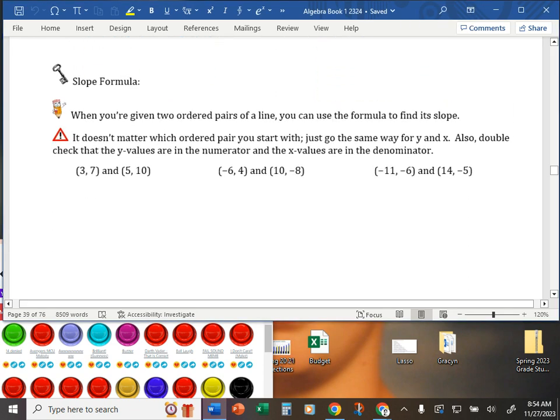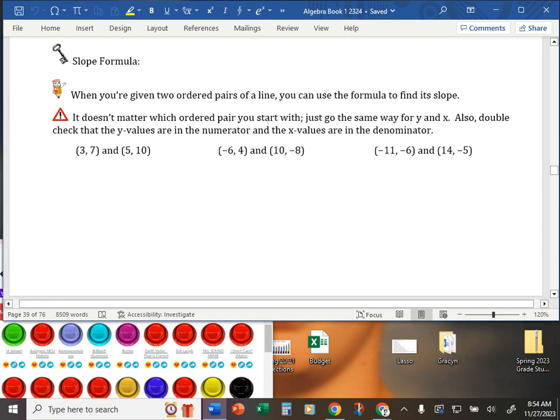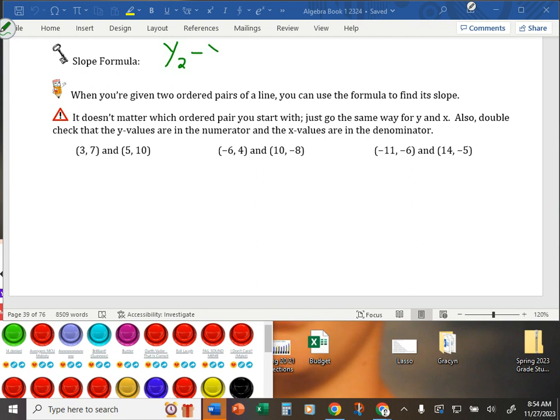Given two ordered pairs, and this is usually when you'll be finding slope, with two ordered pairs, this formula is pretty important, thus it's a key point. What's the slope formula? Typically it's written y2 minus y1 over x2 minus x1.